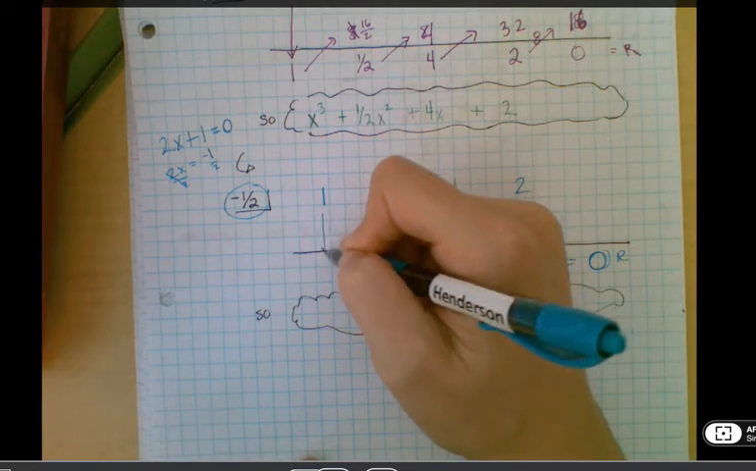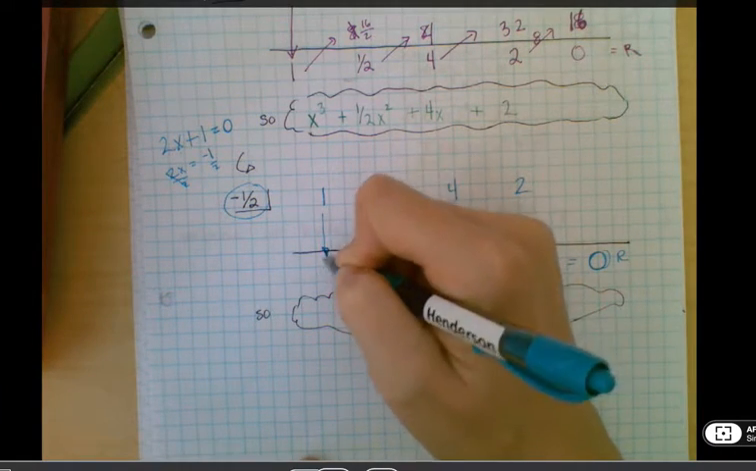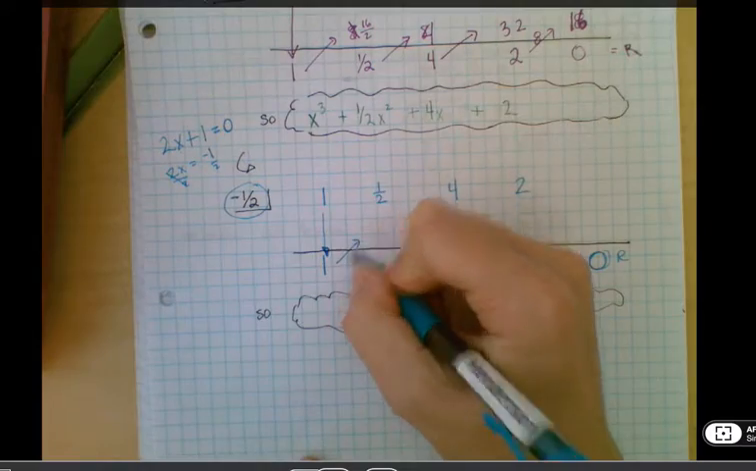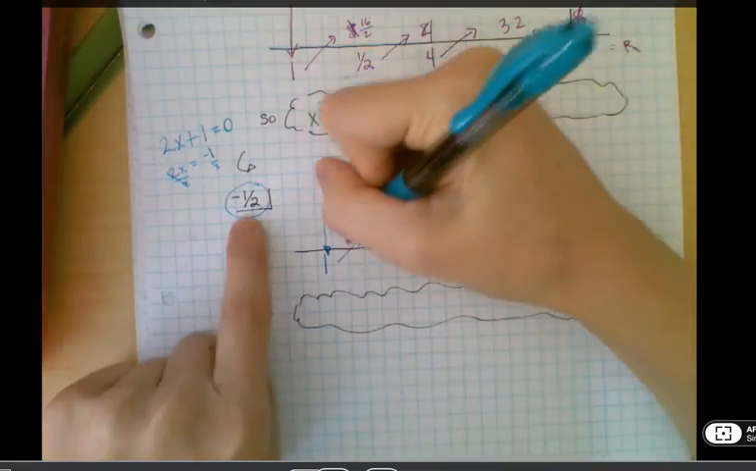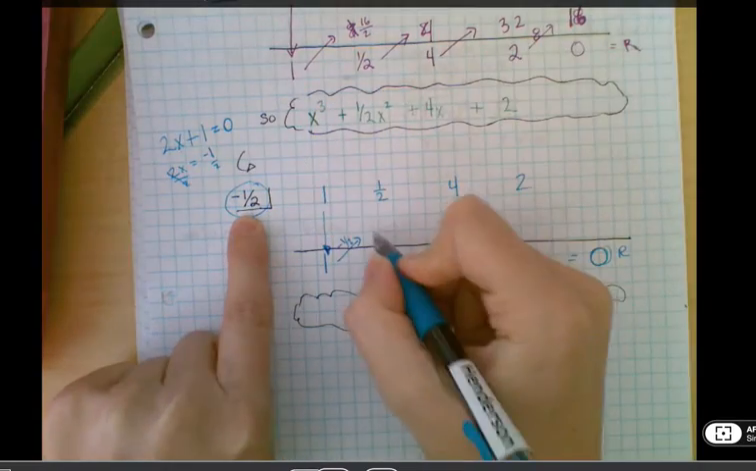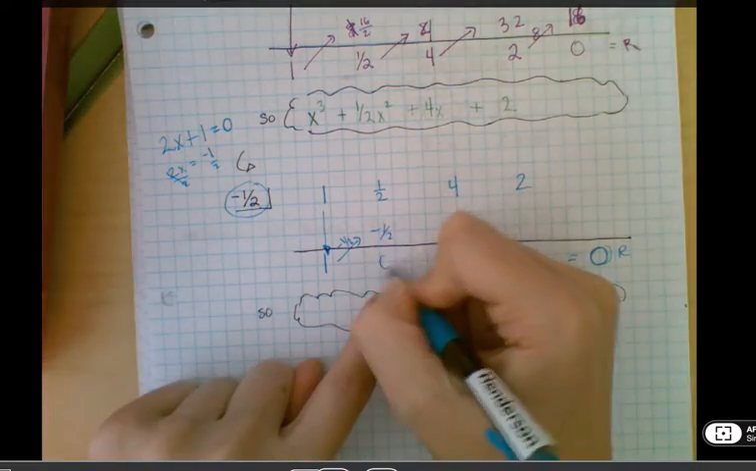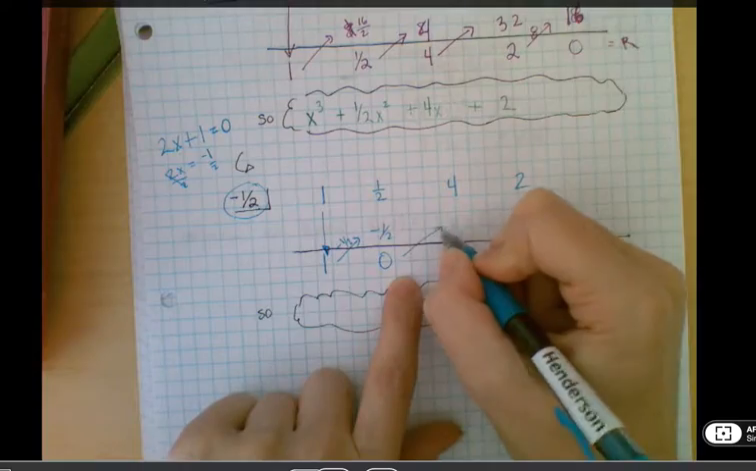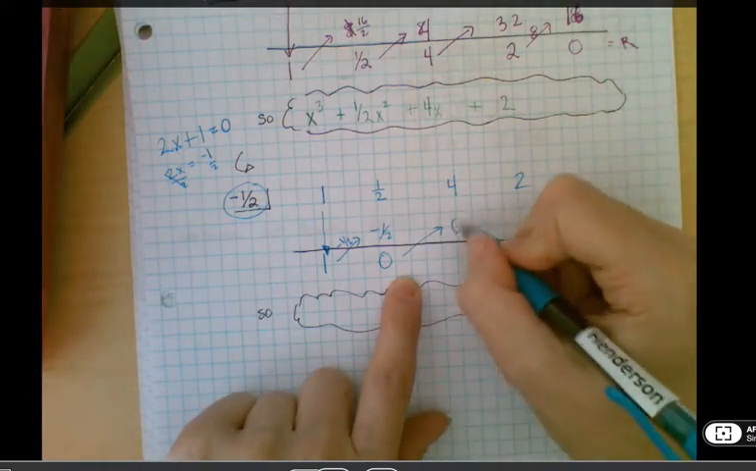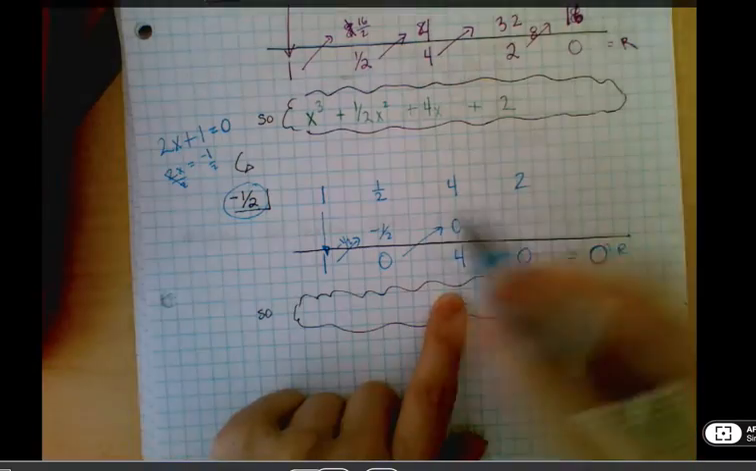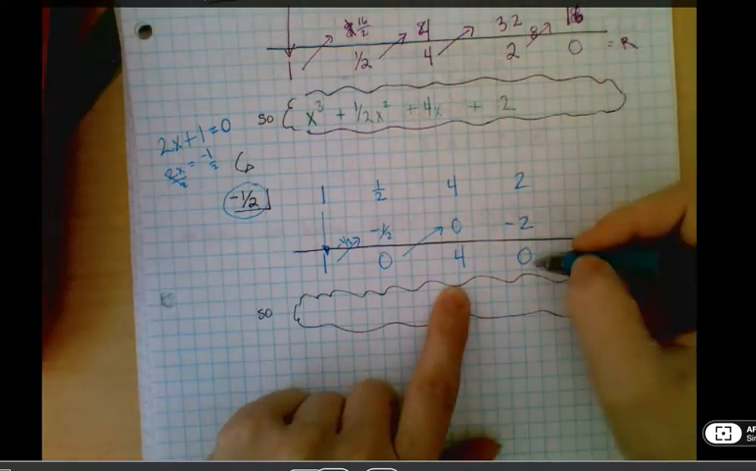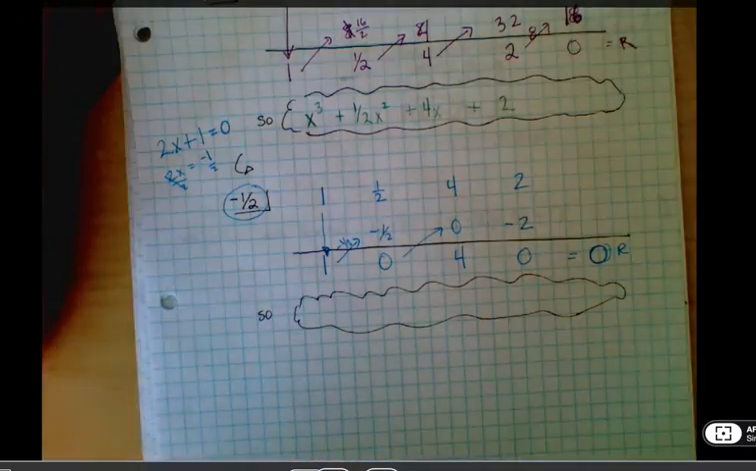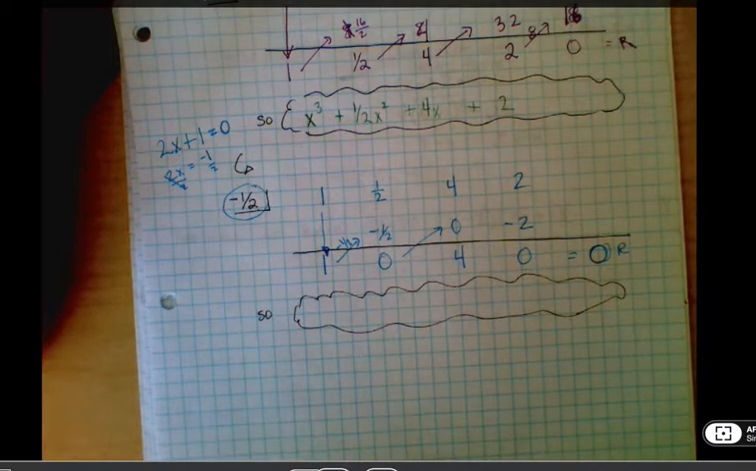We're going to drop our term 1. Now multiply by what our root is, negative 1/2. Negative 1/2, 0, cool. 0 times anything is just 0, add down. 4 times negative 1/2 is negative 2. Boom, 0. Yes, I did it right. Woohoo! Good job.